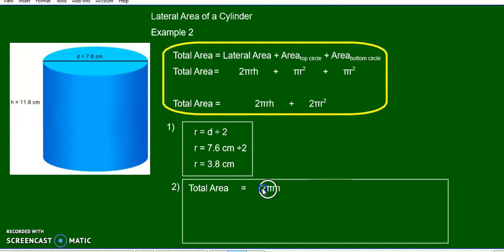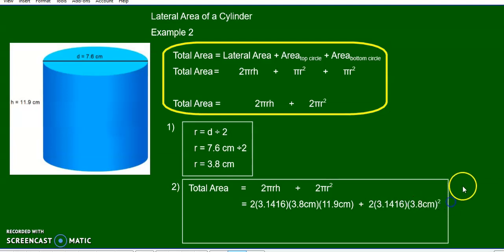So let's plug it into the formula. Now we know it's 2 times pi, which we always know is 3.14, times the radius, 3.8 centimeters, times the height, 11.9 centimeters, plus 2, because we have two circles, one on top, one on the bottom. We have to find the area of those two circles. It's pi r, 3.8 squared.